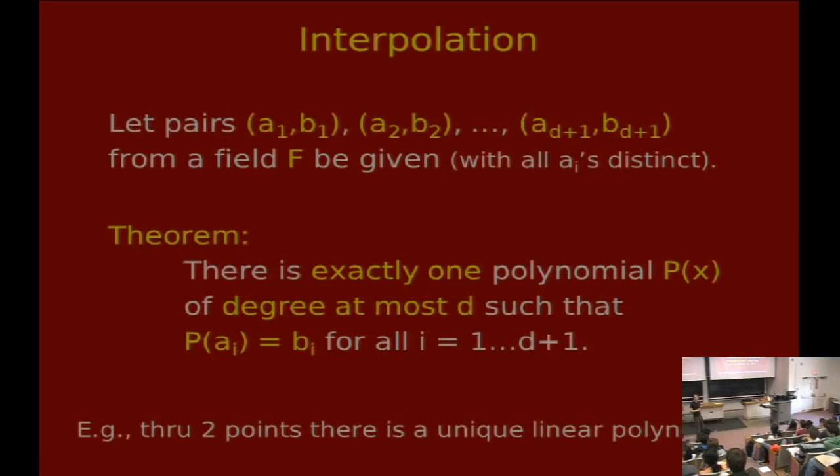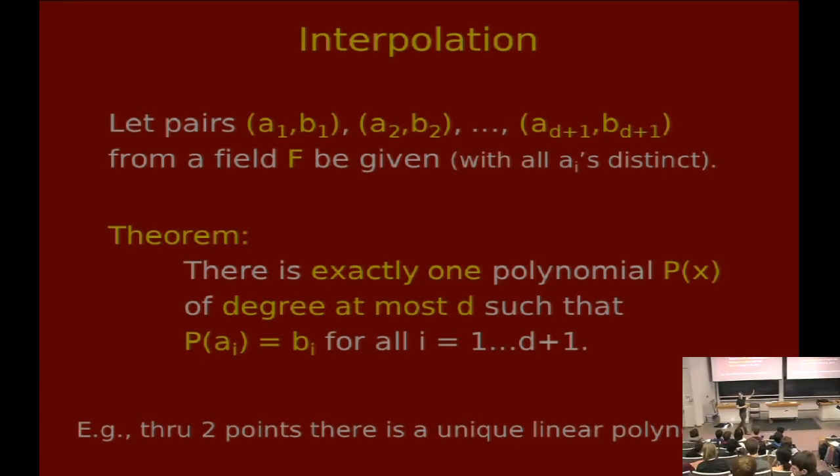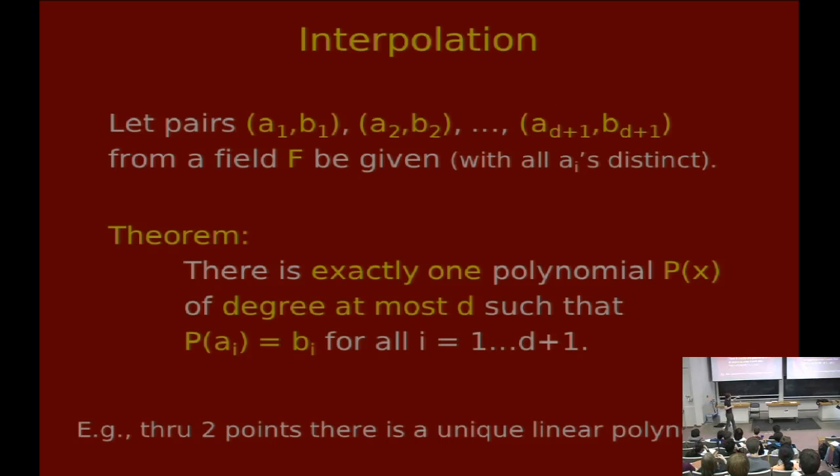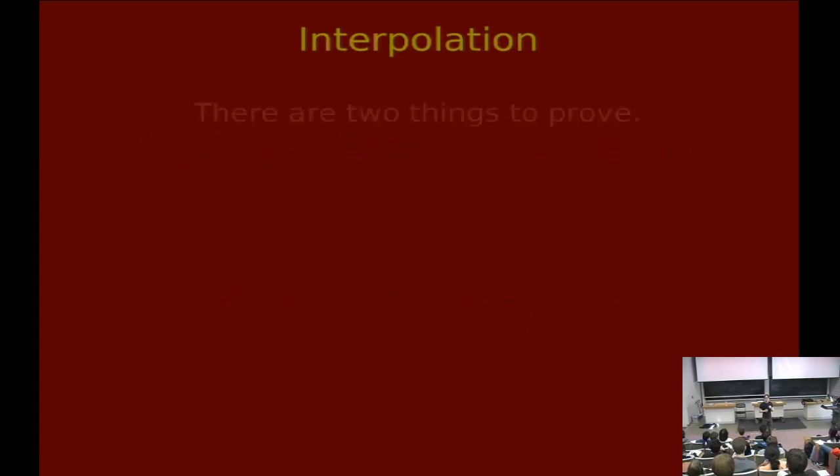OK, clear on what the statement of the theorem is? OK, so we're going to prove this theorem now. Notice there are 2 things to prove here. It doesn't look like it immediately when you say there's exactly one polynomial, but really you have to prove 2 things. What are the 2 things you have to prove?